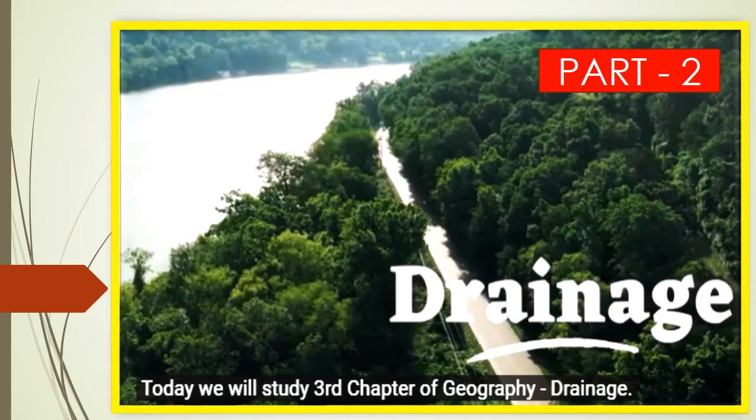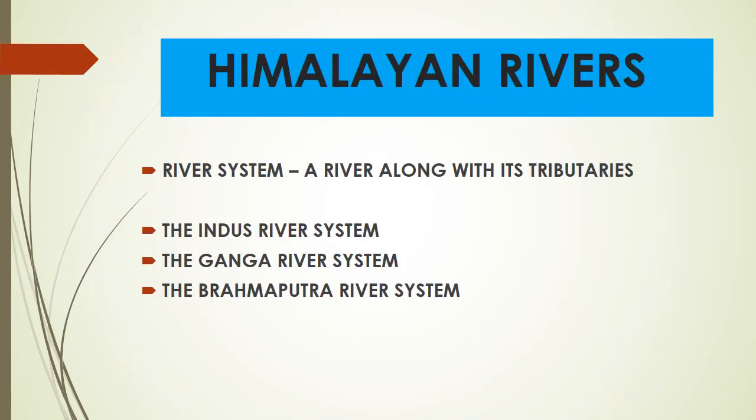Welcome children. Today we will study the second part of the third chapter of geography on drainage for standard 9th. Today we will study about the Himalayan rivers. As I told you, there are three main Himalayan rivers, the Indus, the Ganga and the Brahmaputra. So we will study about their river system.